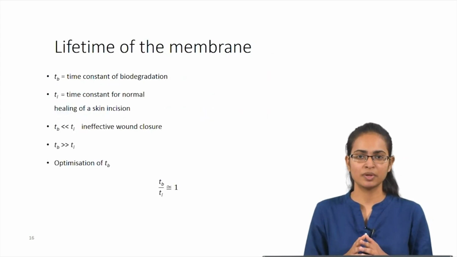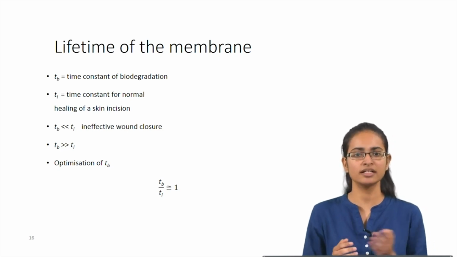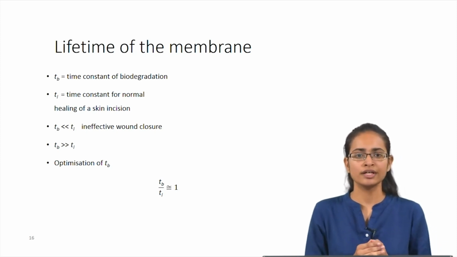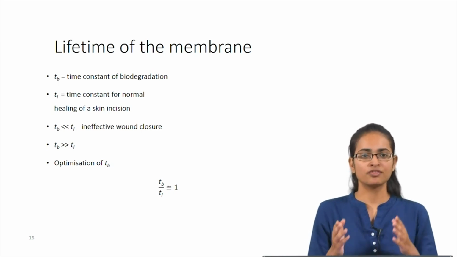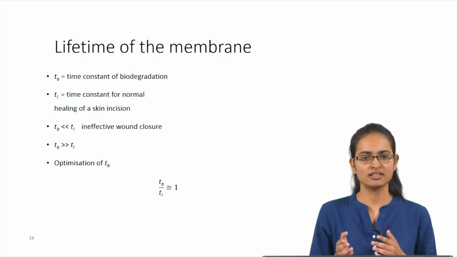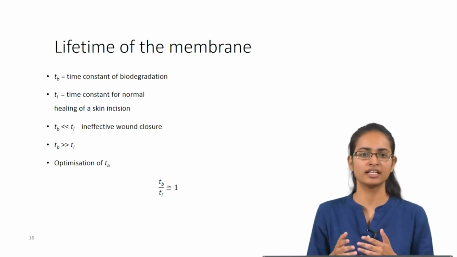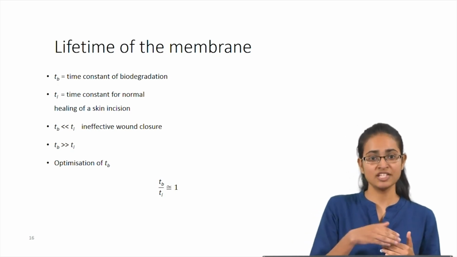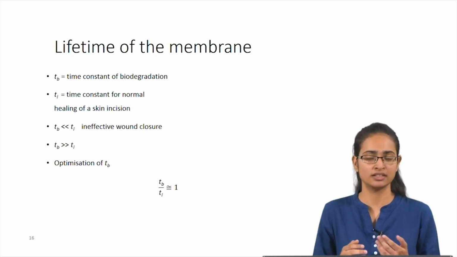So, the lifetime of the membrane is a very important aspect. Here Tb is the time constant of biodegradation and Tl is the time constant for normal healing of the skin incision. So, the Tb, that is the biodegradation rate, has to be optimized, because if the Tb is much lesser than Tl, then there is ineffective wound closure, that is the membrane is getting degraded before the healing process takes place. Also, if it is much higher than Tl, then it has been observed that there is fibroid tissue formation under the graft.